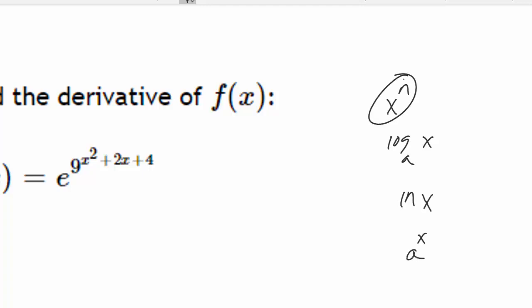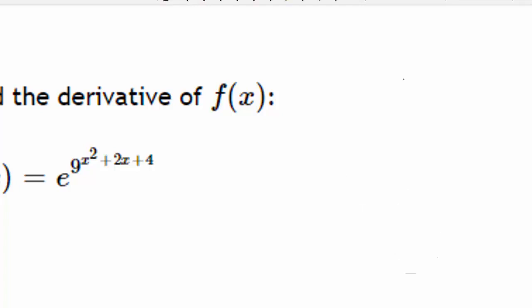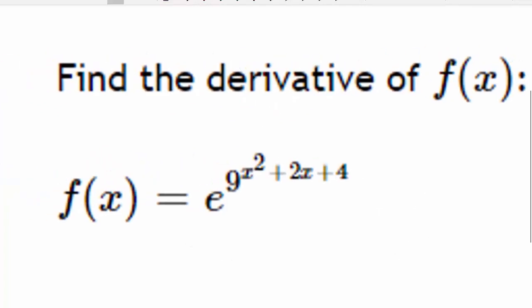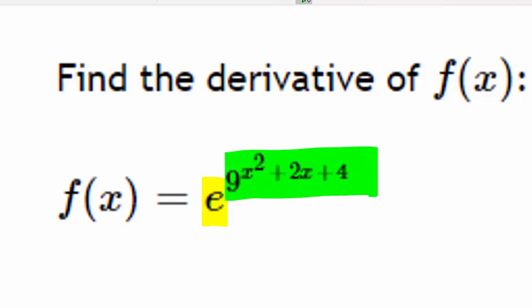So the two that we need to be able to distinguish between are the power, which is a variable to a number, and an exponential, which is a number to a variable. So in this case, we need to look and see what we're looking at. So we go over here and we say, okay, what do we see? I have a number, e, even though it's a letter, e is really a number, to something with variables. So therefore, this is an exponential function.